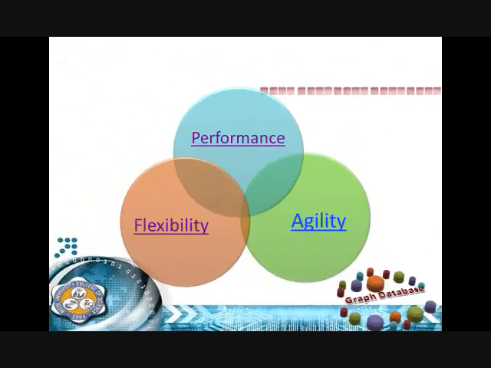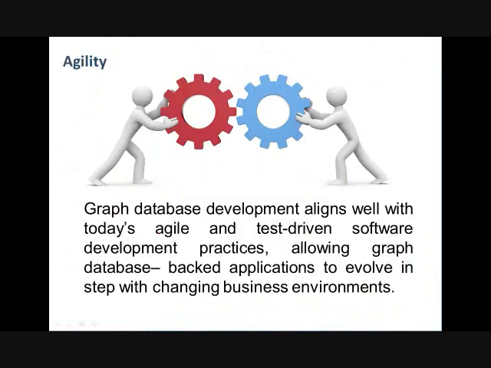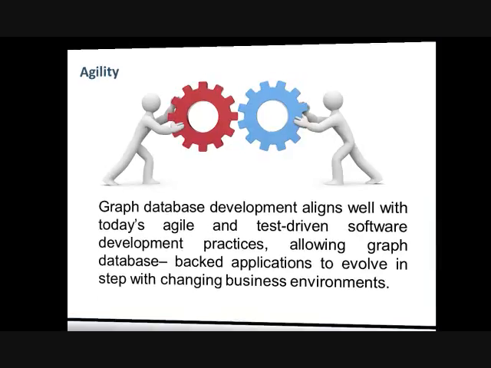For the third, we have agility. In particular, the schema-free nature of the graph data model empowers us to evolve an application in a controlled manner. Graph database development aligns well with today's agile and test-driven software development practices, allowing graph database-backed applications to evolve in step with the changing business environment.